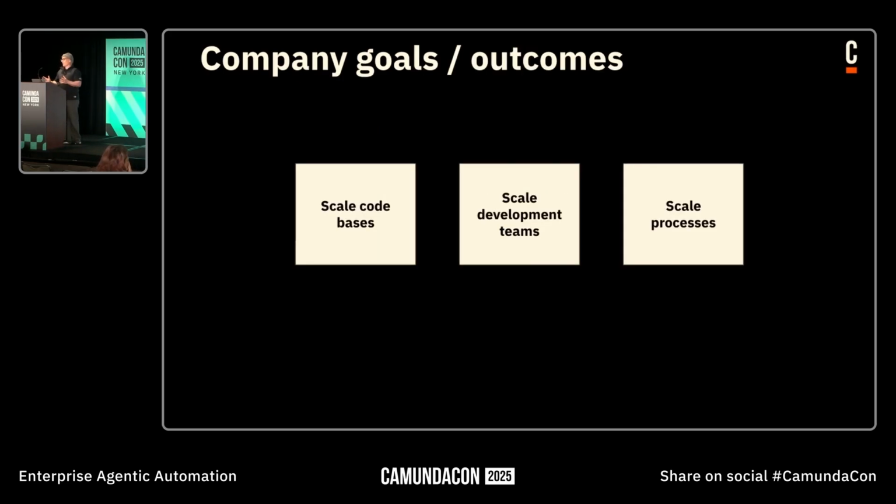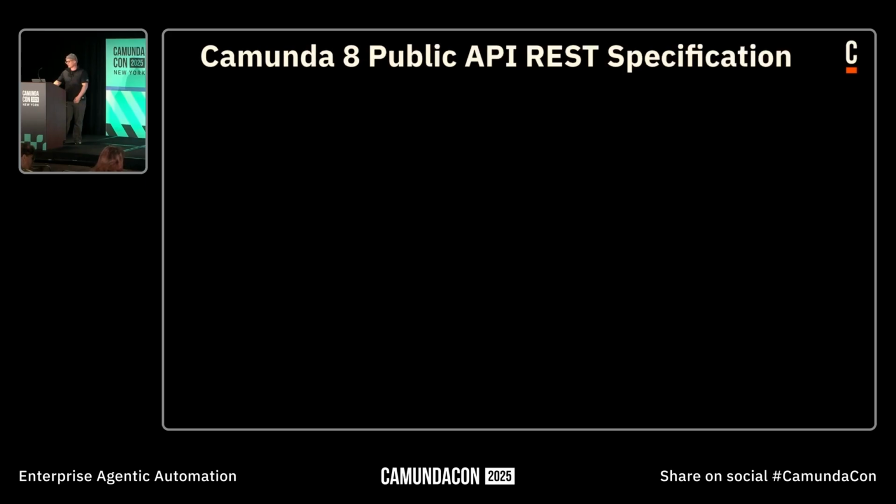So our goals: we want to scale, and we want to scale your business and our business as well, obviously. We want to scale code bases, more code, more types of code, more languages, scale development teams, so you can add more developers to your team, including agents, AI coding, and scale processes. So more process instances and more process definitions, so you can bring more and more core business processes onto the engine.